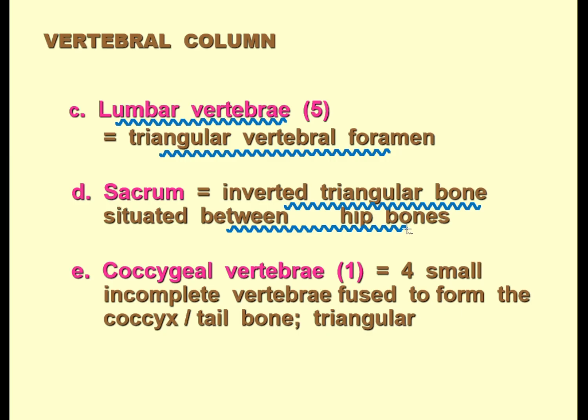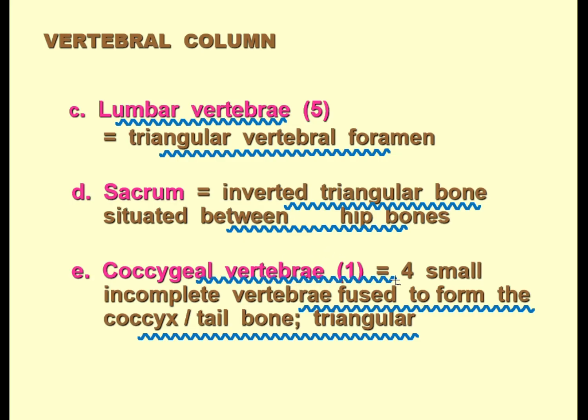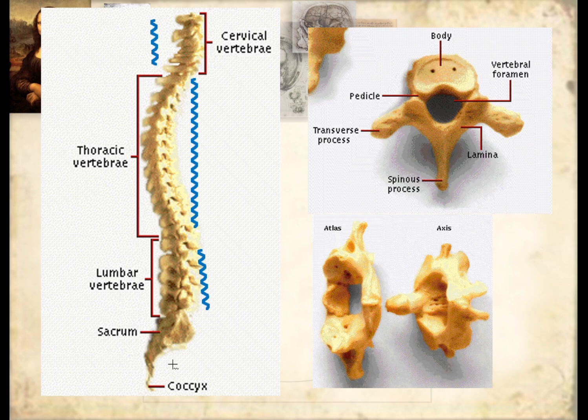Next are the coccygeal vertebrae, right. So it is 4 small incomplete vertebrae fused to form the coccyx or tailbone, okay, and it is also triangular in shape. So the coccyx is 1 in number, but 4 small incomplete vertebrae are fused in the vertebral column, forming one coccyx, right. As you can see here, this part is the coccyx, okay, and this is the sacrum part, right.